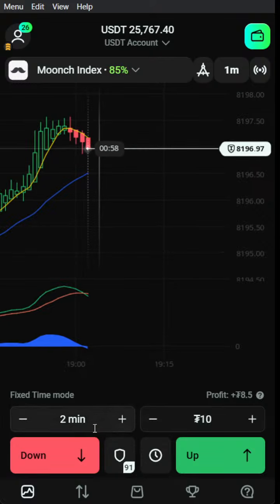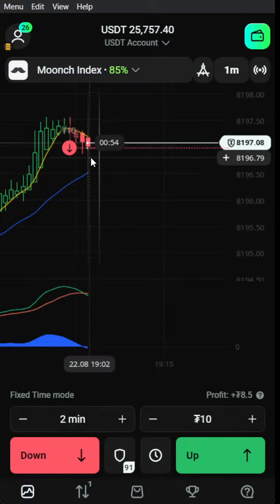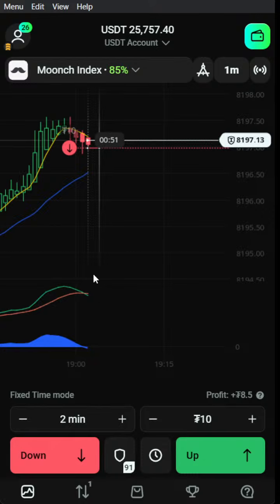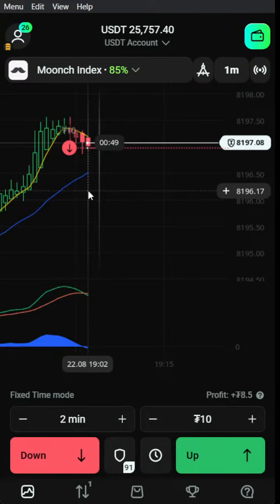Okay, here at this point MACD shifted below the 0 line. The yellow line is also showing downward. The color of the candle was red. I have made a down trade. Let's see how this goes.